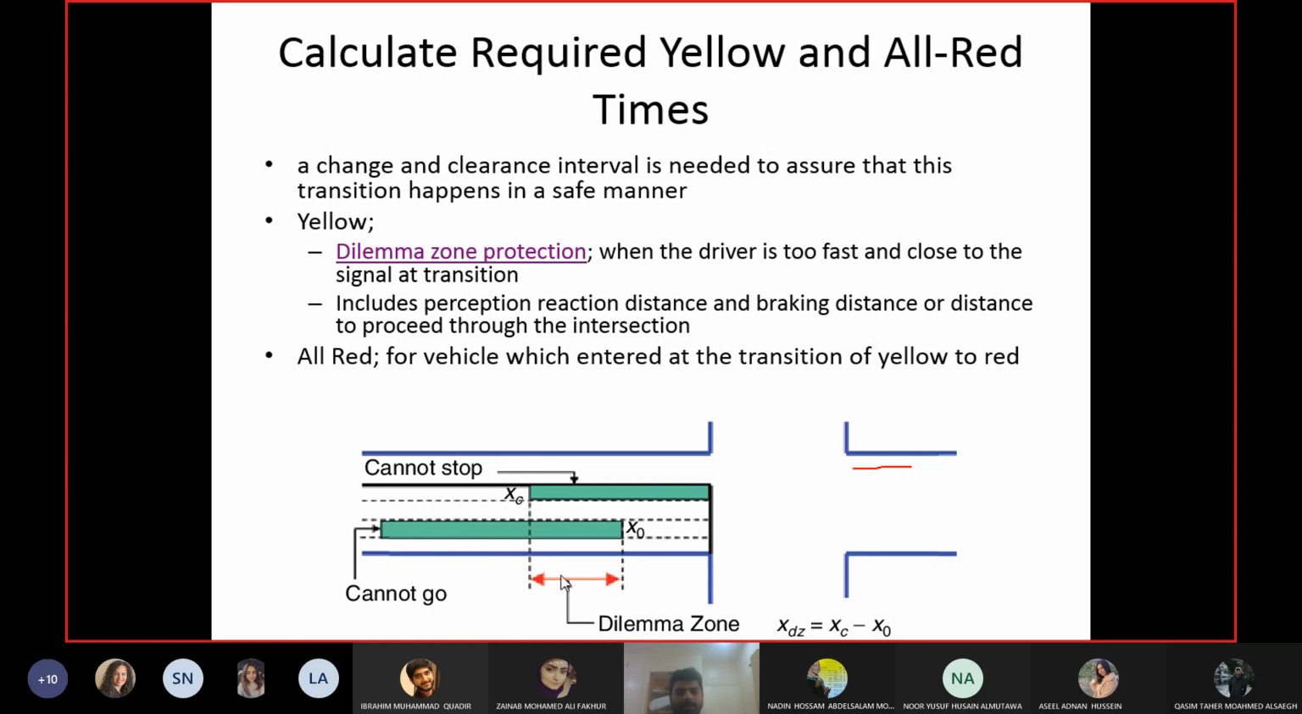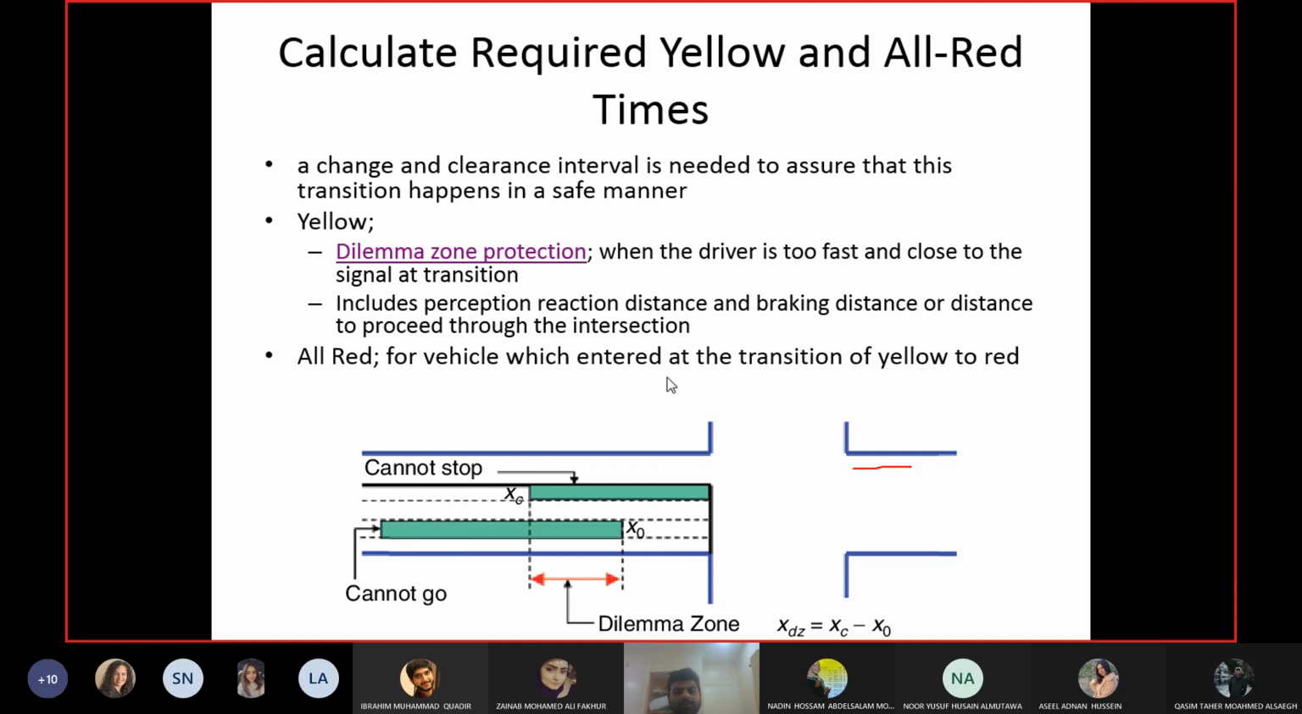So if the vehicle is in the dilemma zone, the sensors can increase the green time, so the vehicle can come out of the dilemma zone and then the signal will turn yellow. Okay. Then why do we give all red time?